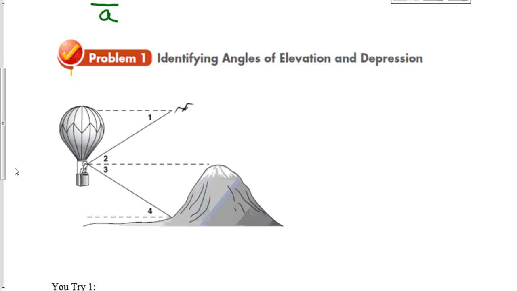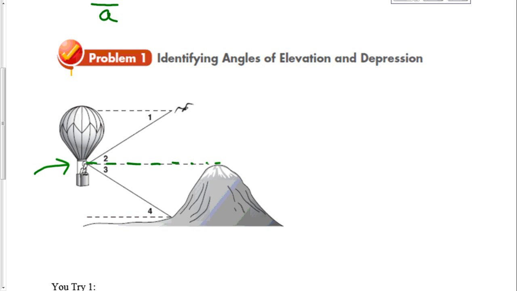So if you take a look at this diagram, we see this man in a balloon, and he is flying. And his eyesight is this dotted line right here that I'm drawing in green. Okay, that's where his eyes are looking. They are looking directly to the top of that mountain. If you notice, we have four angles labeled. Some of them are angles of elevation, and some of them are angles of depression.